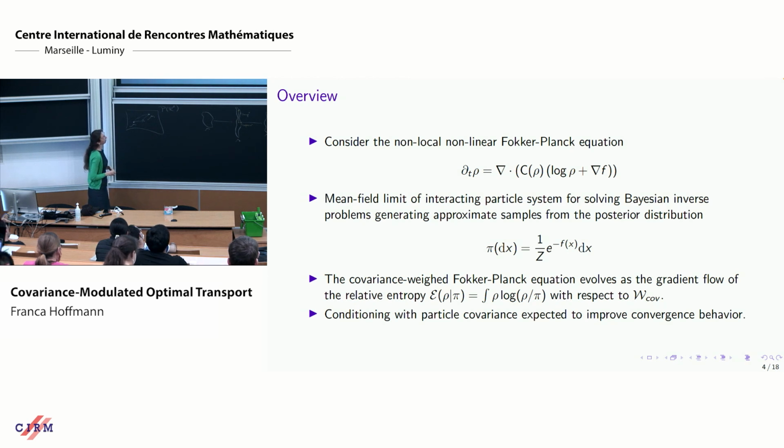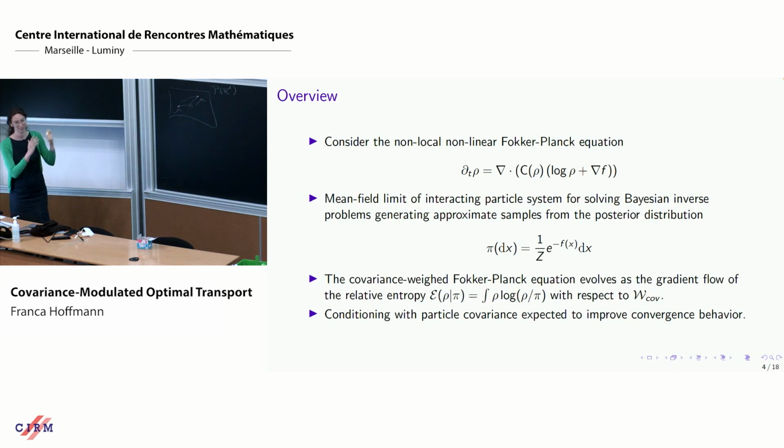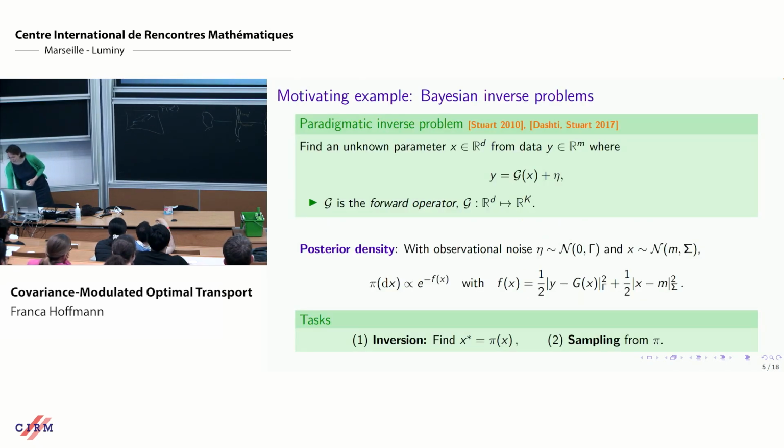And the reason why this is interesting at all, or why people came to formulating these types of interacting particle systems, is because having this covariance there is expected to improve the convergence behaviors. And I think now we understand much better why that is, in terms of the geometric properties of this distance, and how it changes the convexity properties of the functional if you look at it in that topology. Okay, so this is the trailer of what I'm planning to share with you.